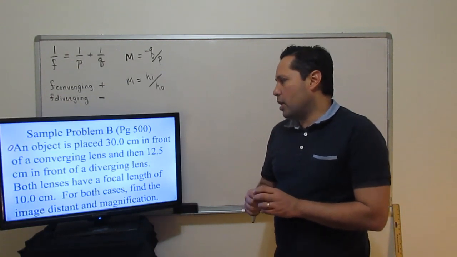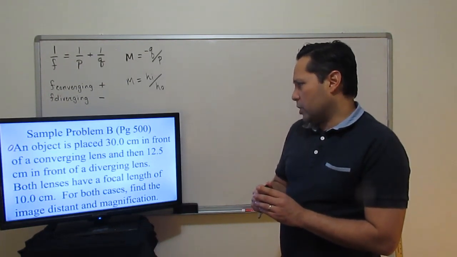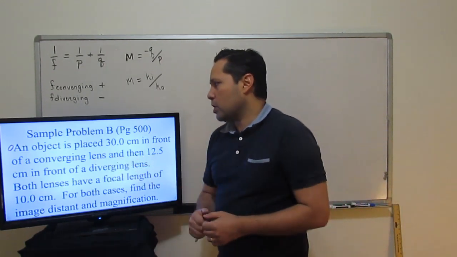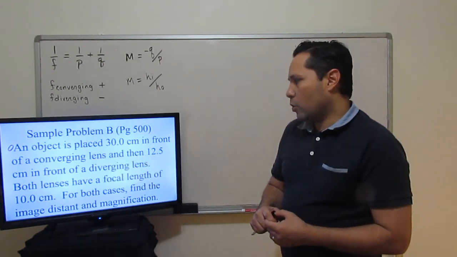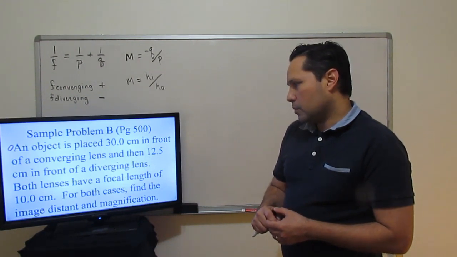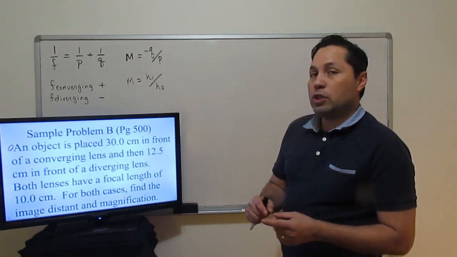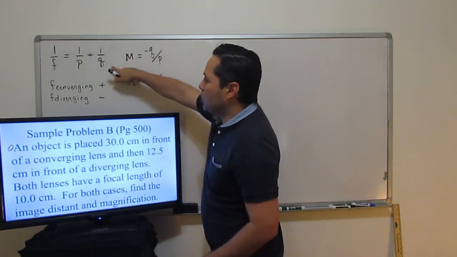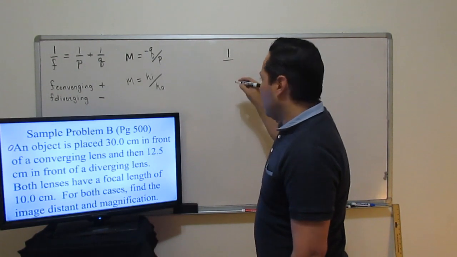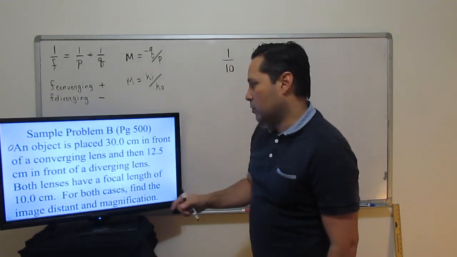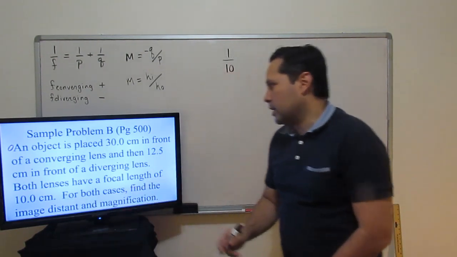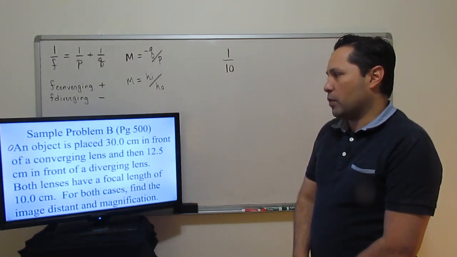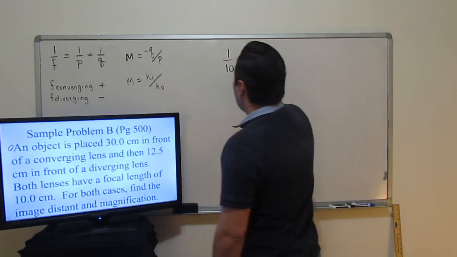So let's start with the diverging lens, or the converging lens. Converging was first. So let's start with that. Alright, so we want to go ahead and solve for the image distance. So in this case we're solving for Q. We're going to go ahead and use this formula, and the focal length is 10. That's given to us. Both have a focal length of 10. And the object is placed 30 centimeters in front of the converging lens. So that's the position.